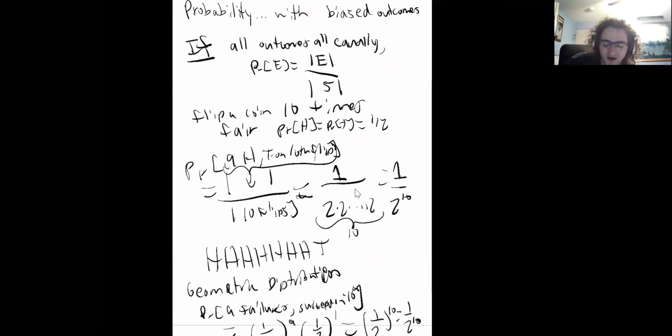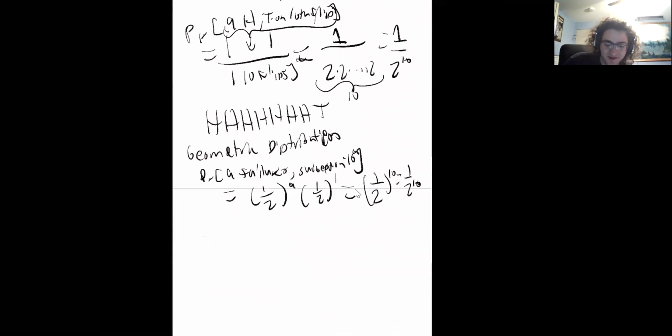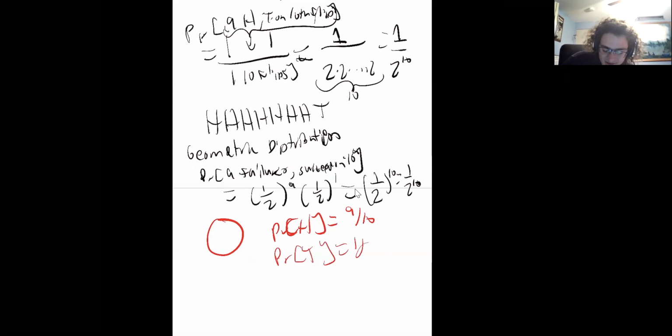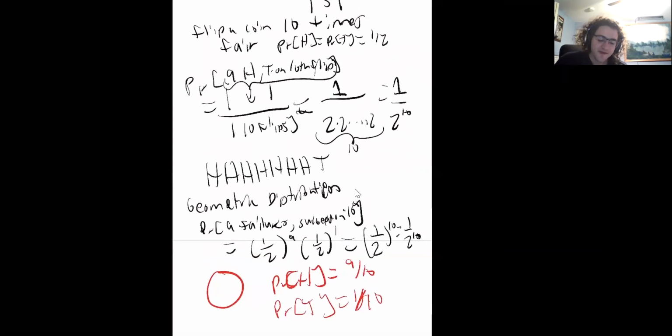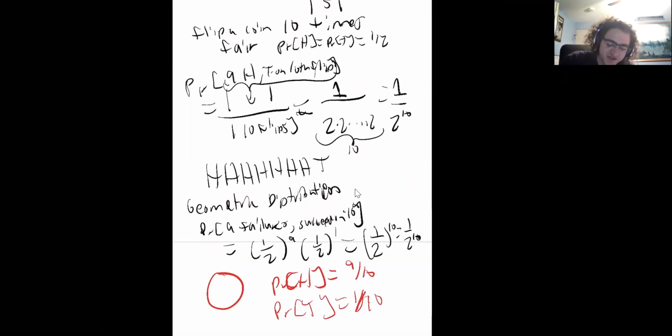But now let's think about what if we change things. So this is the same: if all outcomes are equally likely, we have this. But what if I told you my coin is not fair? What if we have some evil coin where the probability of getting heads is actually 9/10, and the probability of getting a tail is only 1/10? I think this probability should increase, because if I'm getting a lot more heads, the probability of this event should go up.